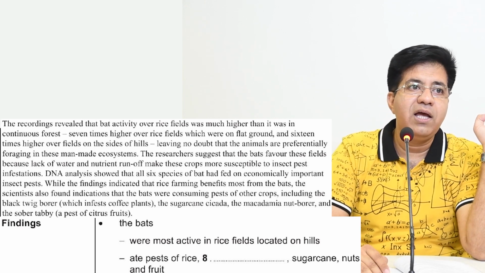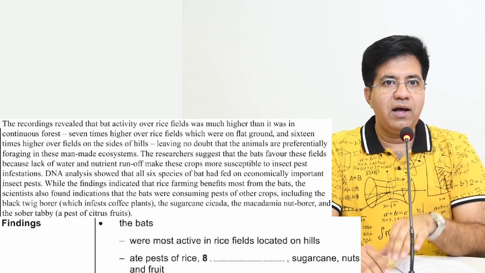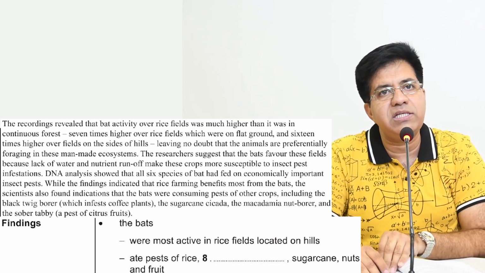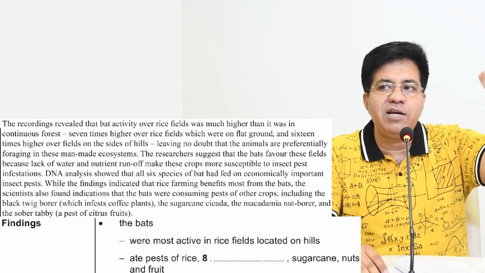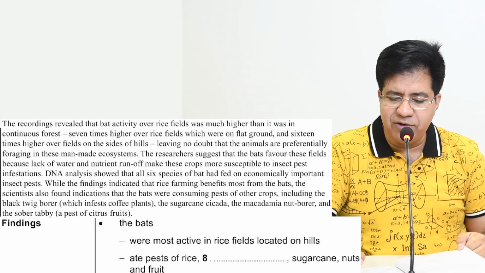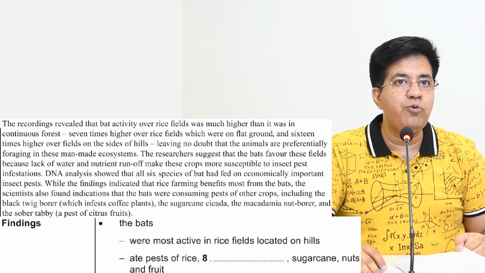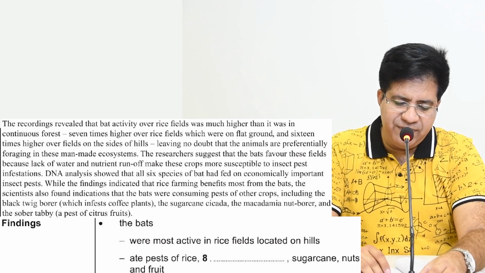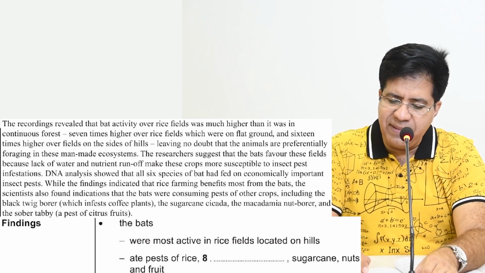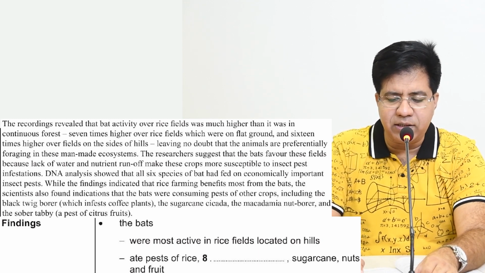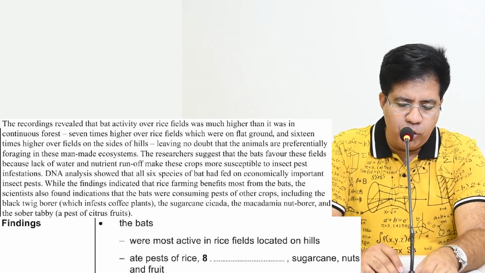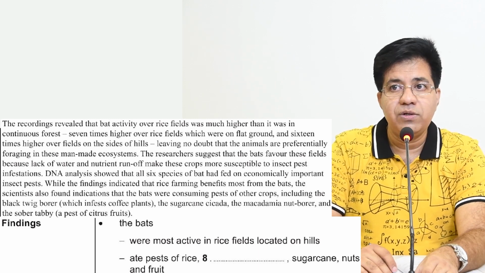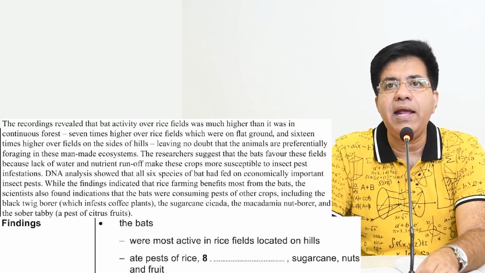So, which word is missing? Yeah, the word which is missing is coffee plants. And how many words are we supposed to write? One word. Now, will we write coffee or will we write plants? Coffee. Why? Because they mentioned the word sugarcane, nuts, and fruit. Now, they mentioned here which infest coffee plants. Sugarcane, that is already mentioned. And then for nut, they use that technical word, macadamia. And sober tabby, a pest of citrus fruit. So, sober tabby is a fruit. Okay, so correct answer is only and only coffee.